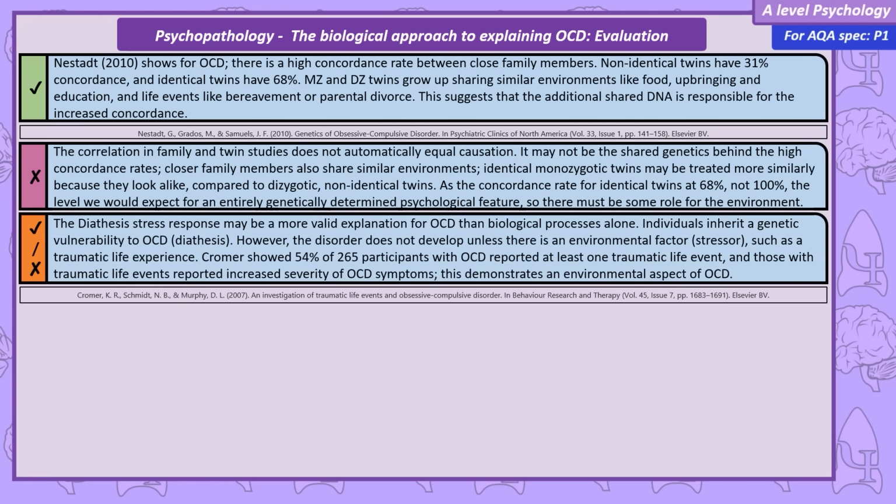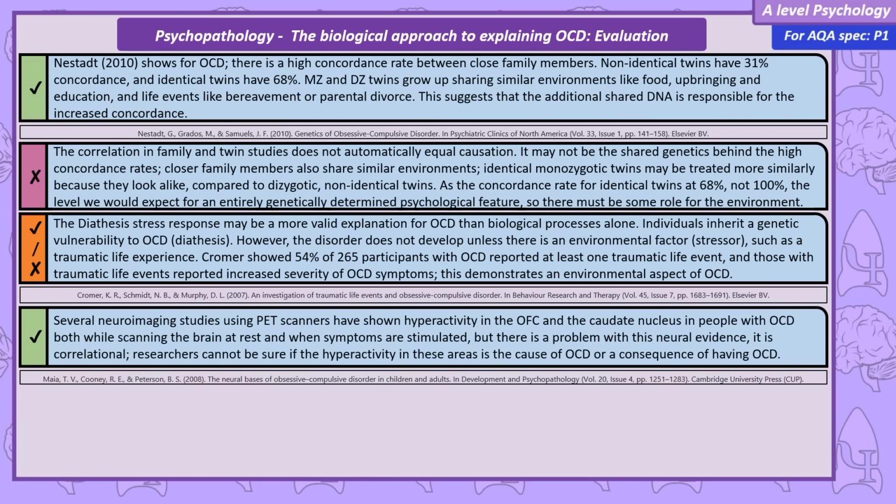This means that the diathesis-stress model might be a more valid explanation than biology alone. Individuals inherit a genetic vulnerability to OCD, a diathesis. However, the disorder does not develop unless there's a stressor, an environmental factor such as a traumatic life experience. This is supported by research from Cromer, who showed 54% of 265 participants with OCD reported at least one traumatic life event, and those with traumatic life events reported increased severity of OCD symptoms. This demonstrates an environmental aspect to OCD.